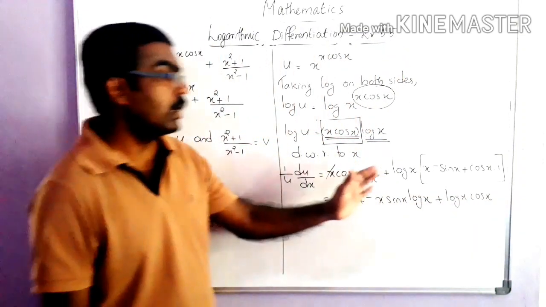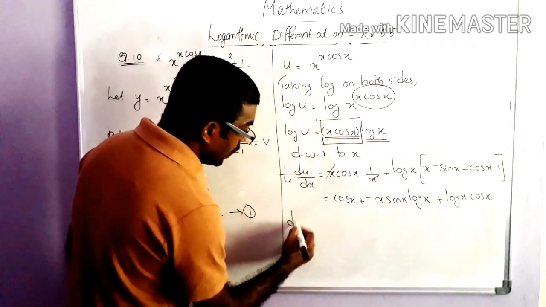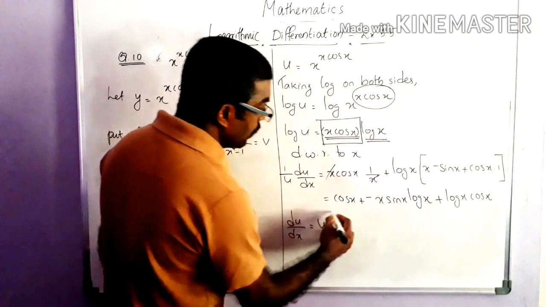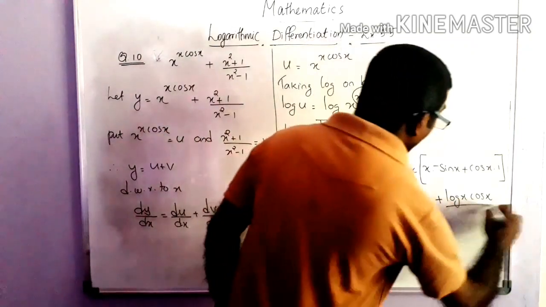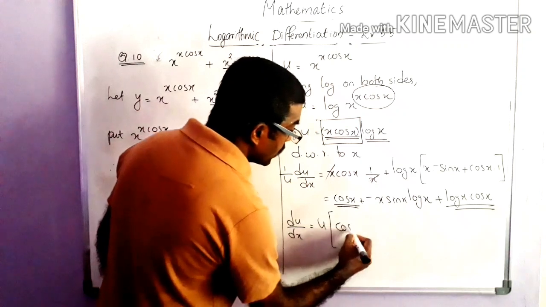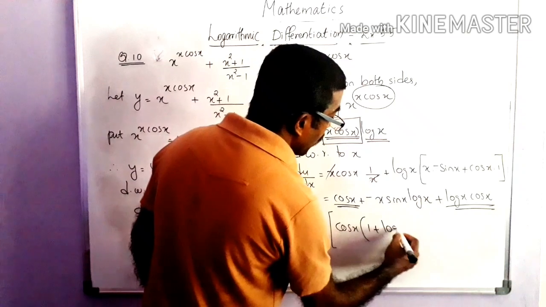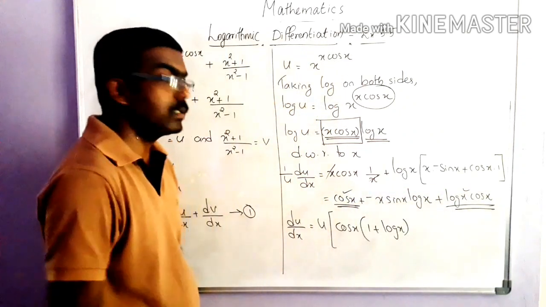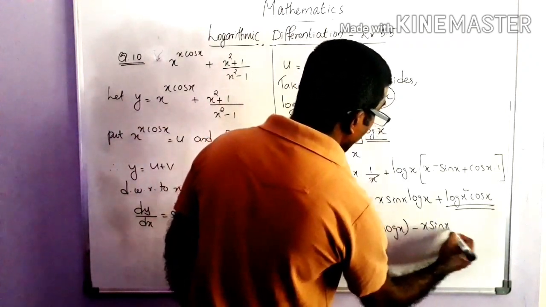Okay, here we multiply by log x and remove the bracket, that is du by dx is equal to, this u we can take to right side, u into, here in first term and last term we have cos x common, so we can take it out, cos x into here 1 plus here the remaining is log x, so cos x into what, 1 plus log x, then minus x sin x log x.